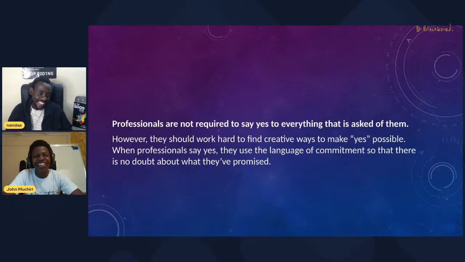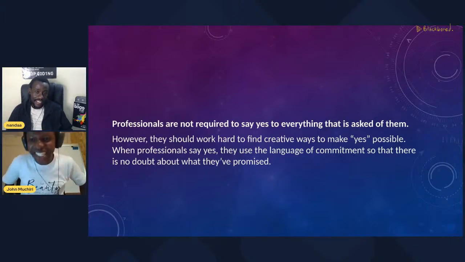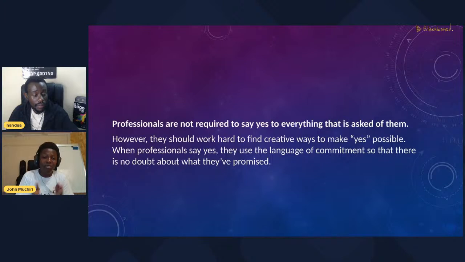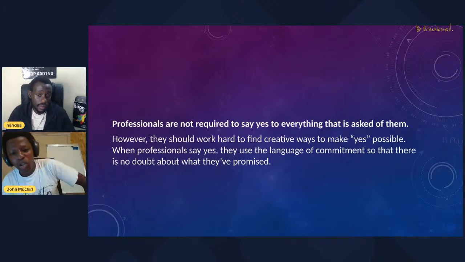So you have to define your done. Professionals are not required to say yes to everything that is asked of them. However, they should work hand in hand to find creative ways to make yes possible. When professionals say yes, they use the language of commitment so that there is no doubt about what they have promised.